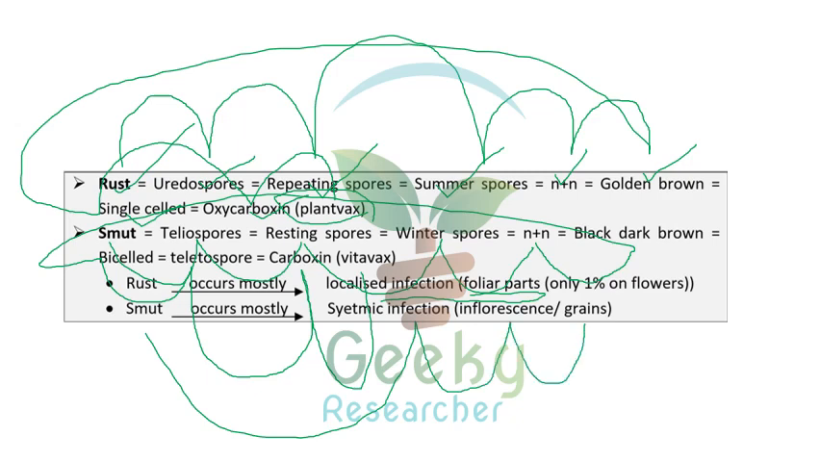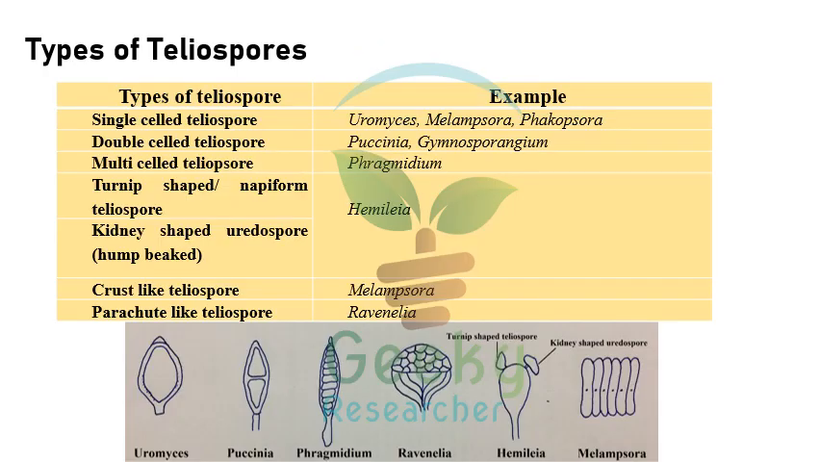Okay, so the types of teliospore, this is very important. Taking the last 10 years of NET question papers, except 2021, there must be one question from this. So we will see the types of teliospore. Single celled teliospore is produced by Uromyces, Melampsora, and Pucciniastrum. See, Uromyces, Melampsora and Pucciniastrum generally have single celled teliospores.